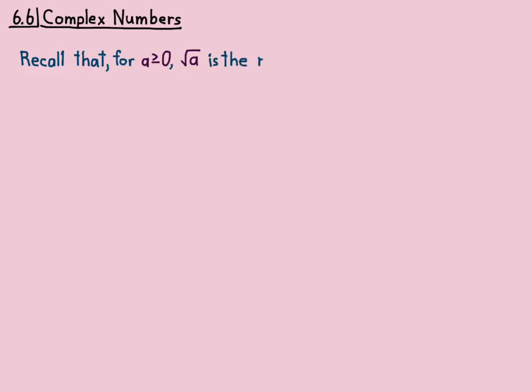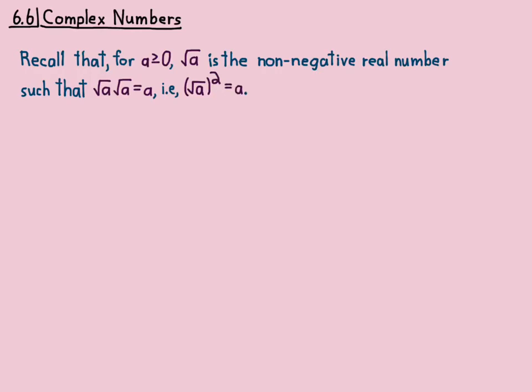So recall that for a greater than or equal to 0, square root of a is the non-negative real number such that square root of a times square root of a equals a. Or in other words, square root of a squared is a. Right? That's for a greater than or equal to 0.